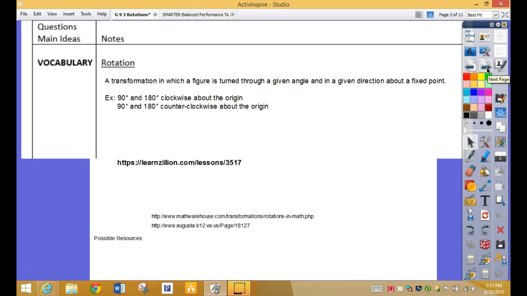Now we're doing rotations, which you guys have known before as what? Slides. Turns have been the words that you guys have probably been familiar with, slides and turns. They're now going to be a rotation. A rotation is a transformation in which a figure is turned through a given angle and in a given direction about a fixed point. And like I told you in our Unit 10, all we're doing is rotating around the origin.